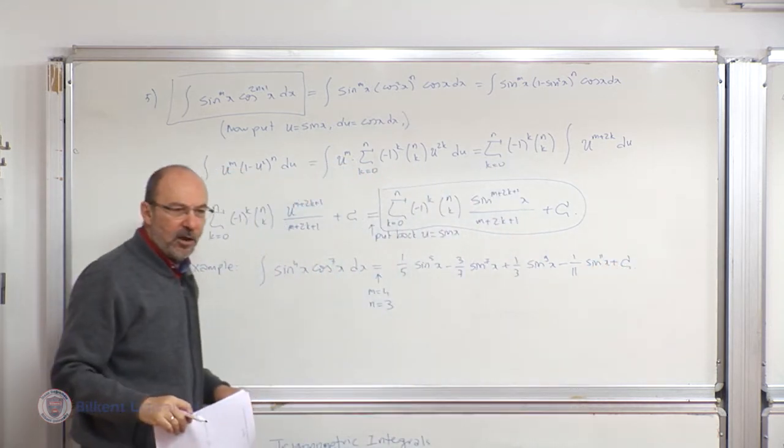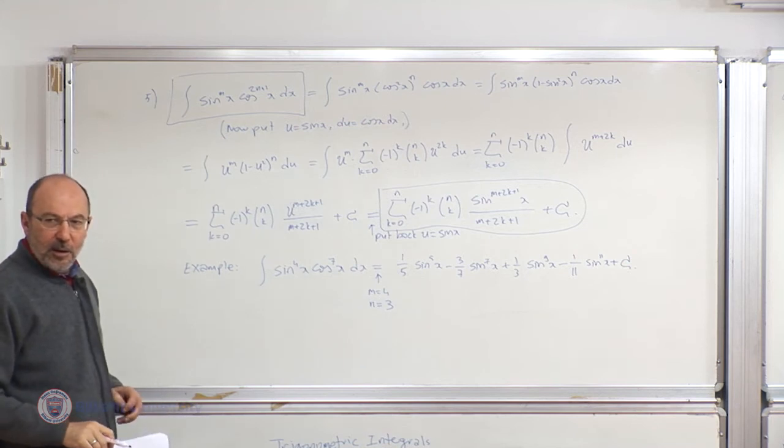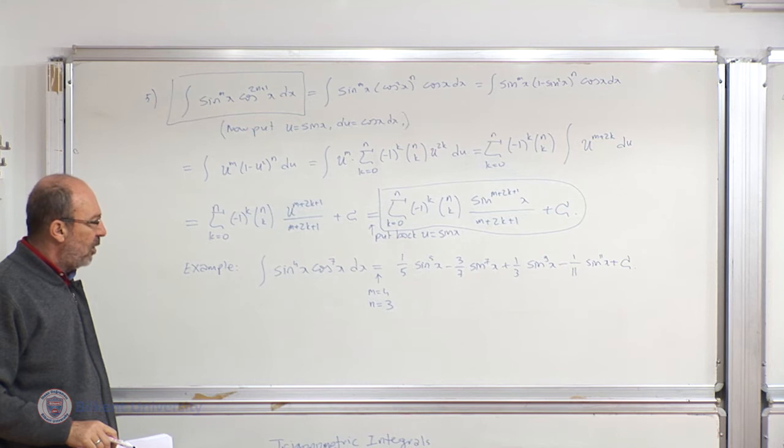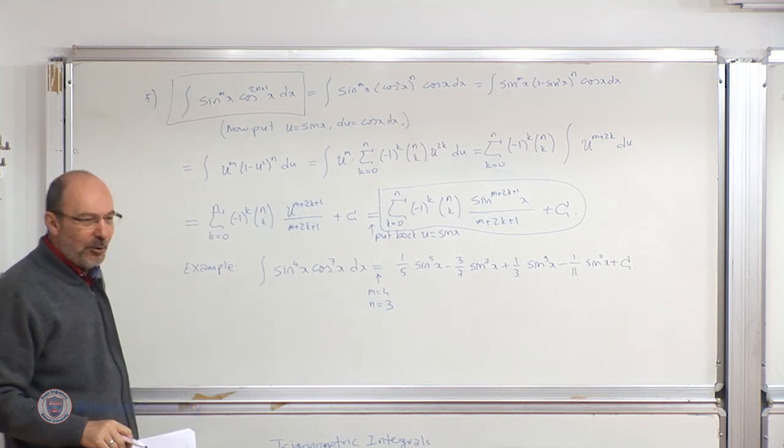If you take the derivative of this, every time you have cosine, keep writing it in terms of sine, simplify, and eventually you'll have this.